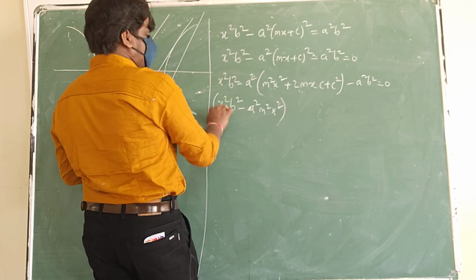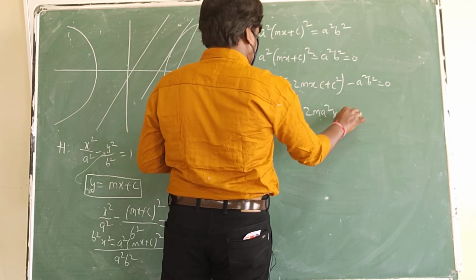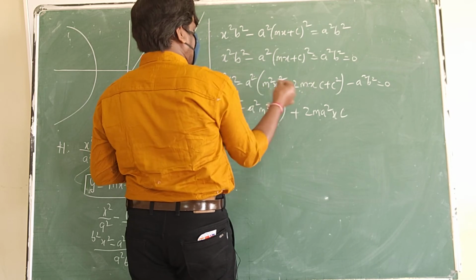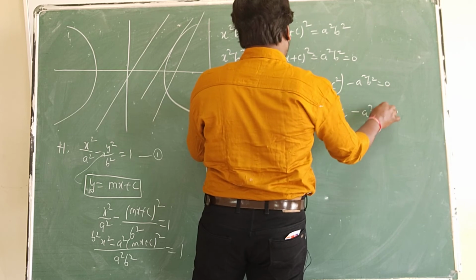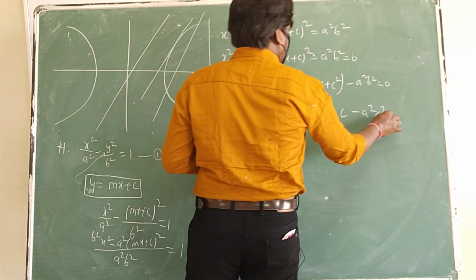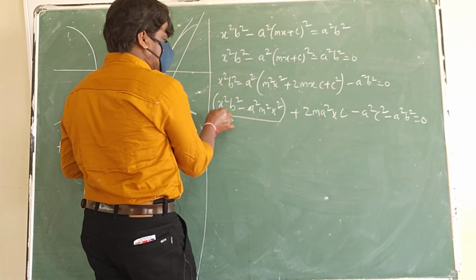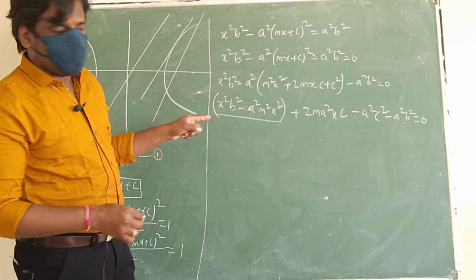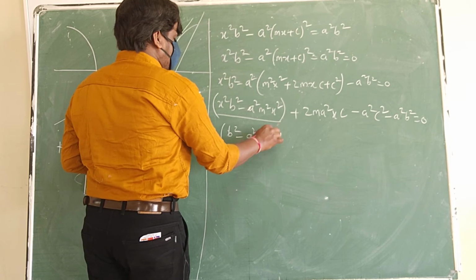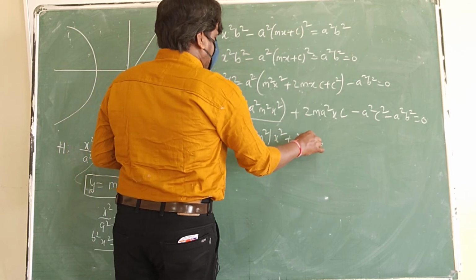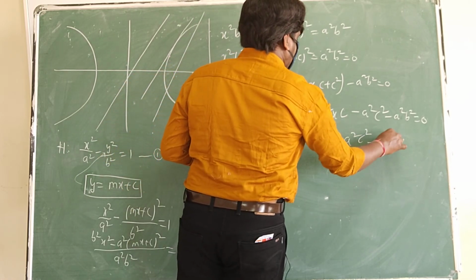So you got x square common. Next, plus 2m a square xc. Next you will get minus a square c square, and this is minus a square b square equal to 0. If I take x square common, this looks like a quadratic equation: (b square minus a square m square) into x square plus 2m a square c into x, plus a square c square minus a square b square equal to 0.